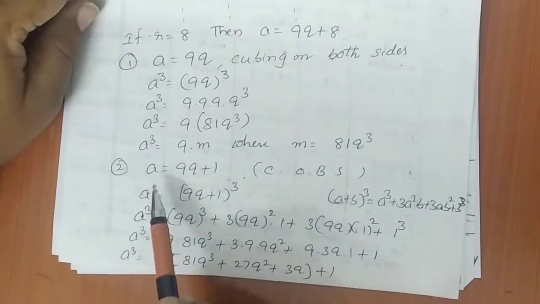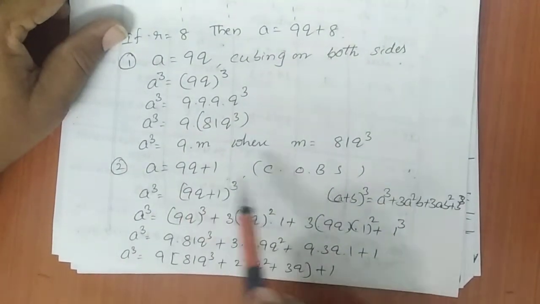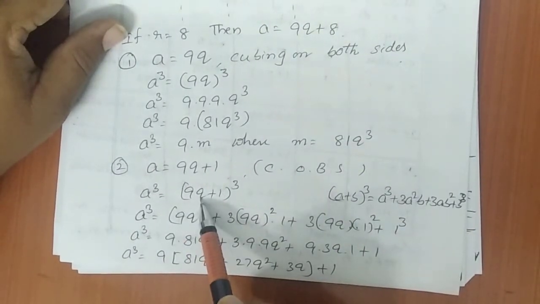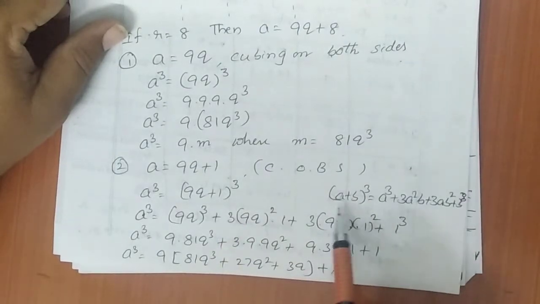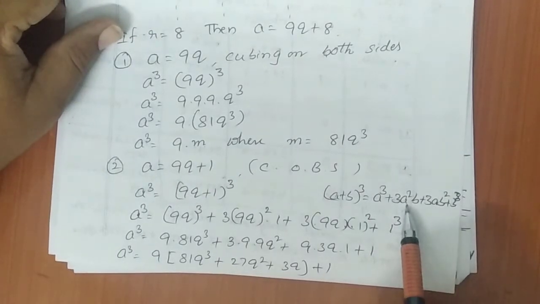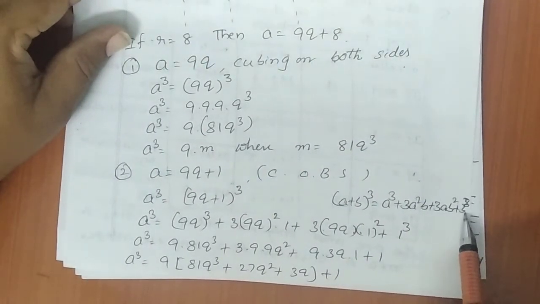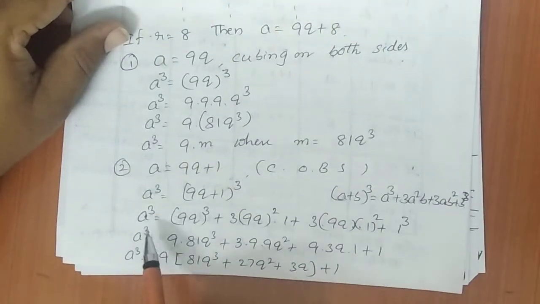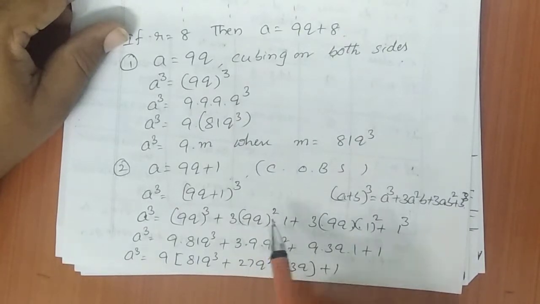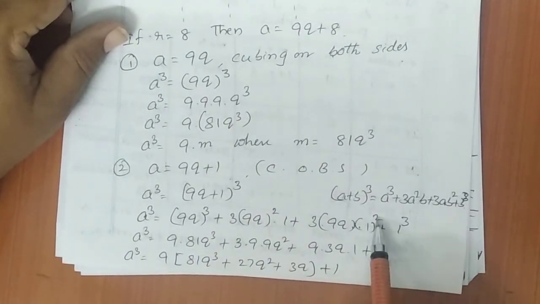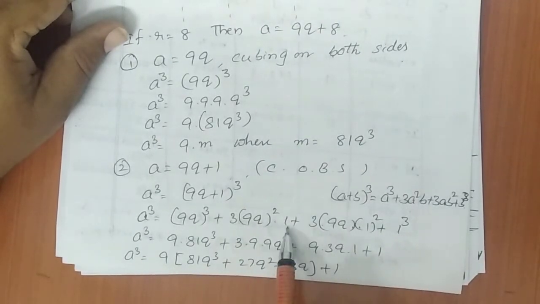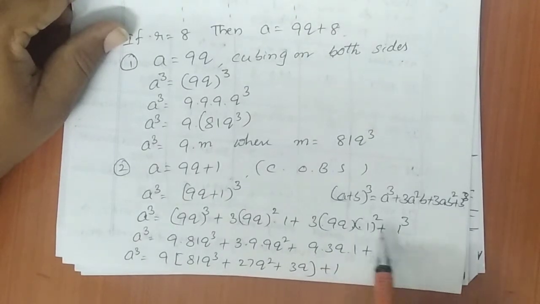Okay, next, second one. So a equals 9q plus 1. So cubing on both sides, a cube equals (9q plus 1) whole cube. So this is the (a plus b) whole cube form: a cube plus 3a square b plus 3ab square plus b cube. So a cube equals (9q) whole cube plus 3 (9q) whole square into 1 plus 3 (9q) into 1 square plus 1 cube.